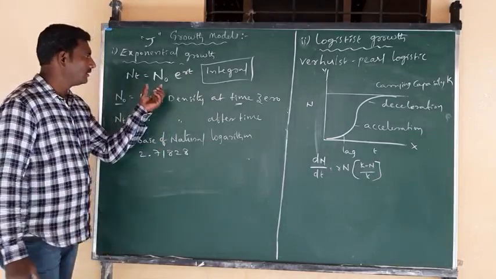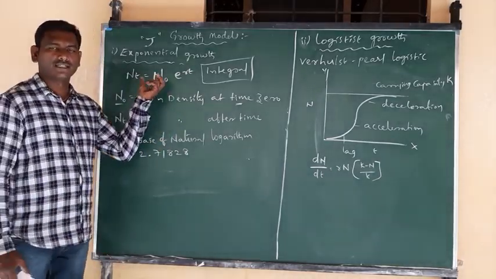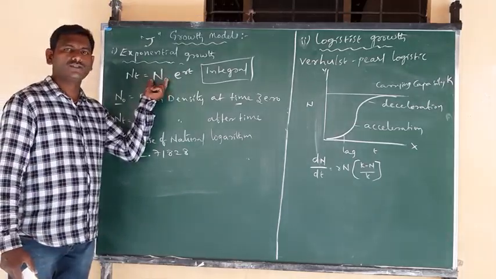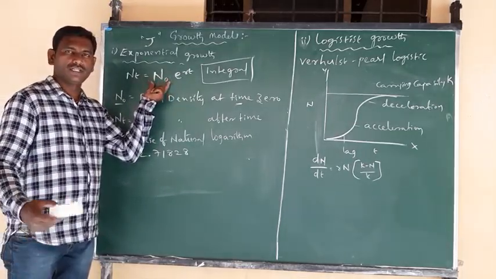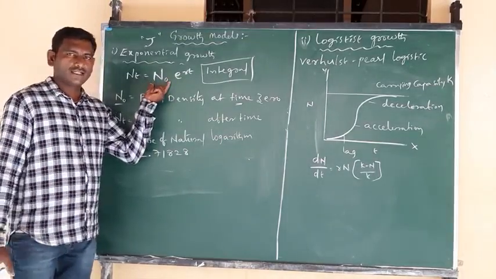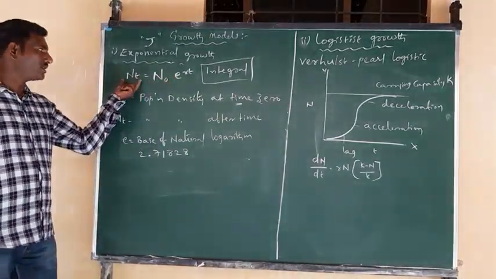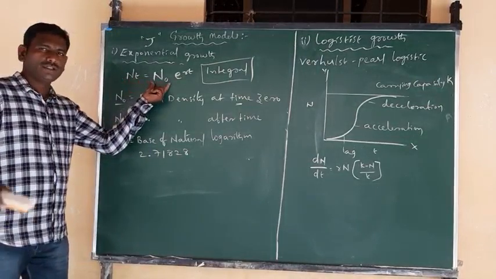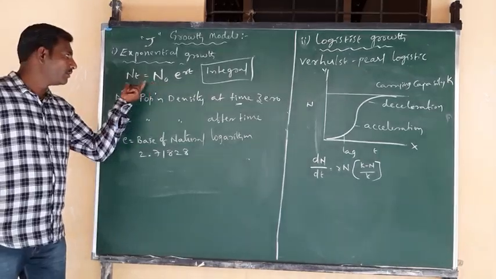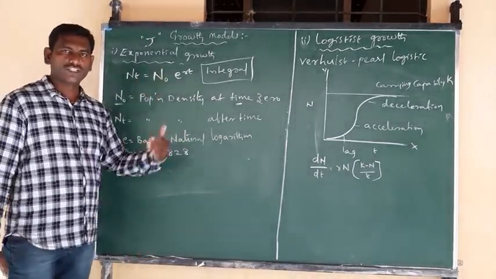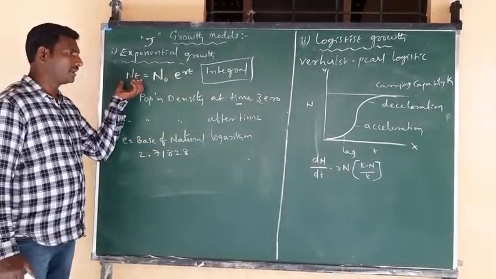For example, if this year the population density is 14 million, that 14 million we have to take here as the initial population density. If they are asking about the future, that value we have to take here. So population density at time 0 means initial population density. Here Nt is the population density after time t. Whichever time they are asking, that time we have to take here.